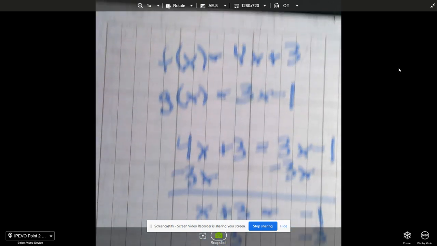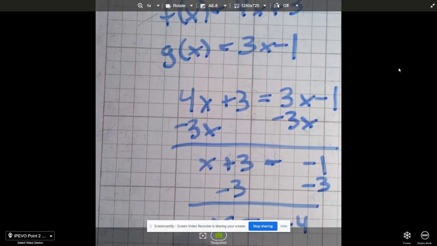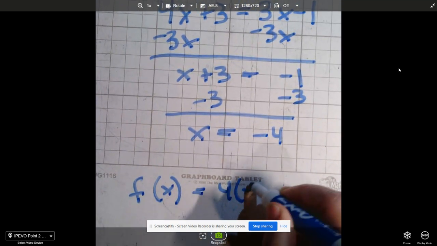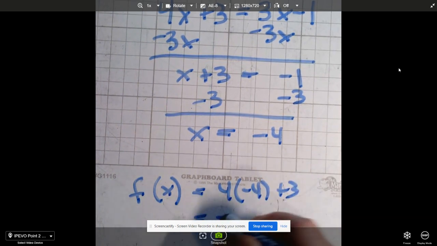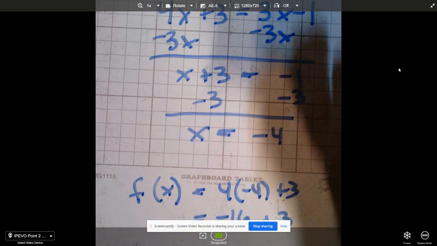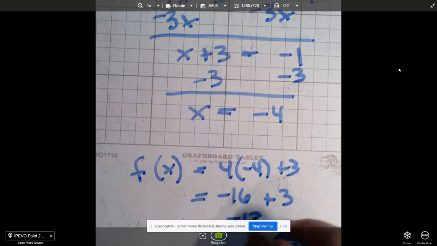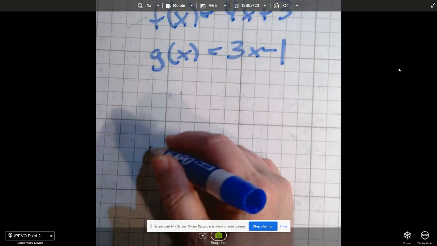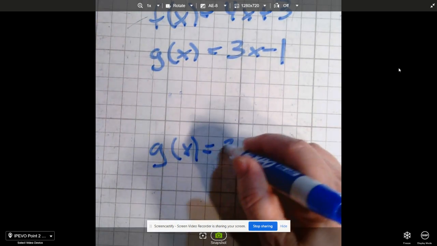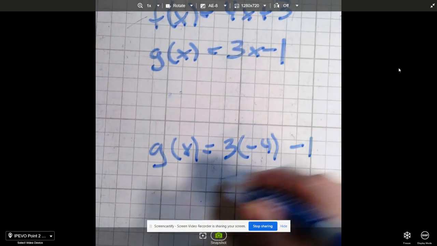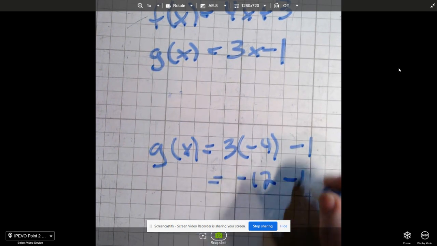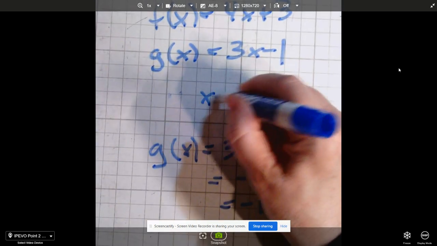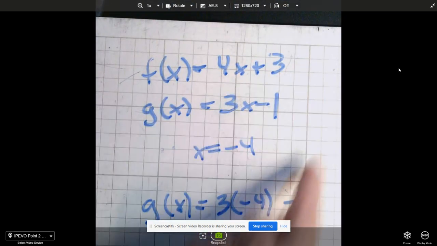Well, you can check that by plugging it in. So if I plug negative 4 into f of x, I'm running out of room here, I'll get 4 times negative 4 plus 3. That would be negative 16 plus 3. That would give me negative 13. Let me put it in for g of x. I'm going to have to do it up here because I'm running out of room. G of x, 3 times negative 4 minus 1. This would be negative 12 minus 1, which is negative 13. So you can see I found if x equals negative 4, then these two functions will be the same.